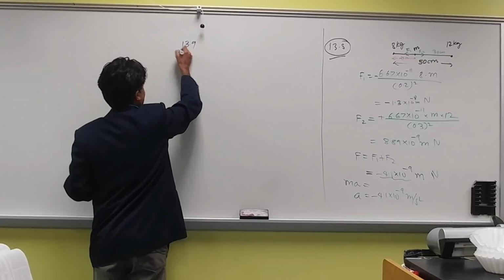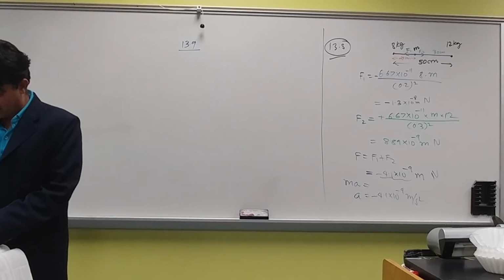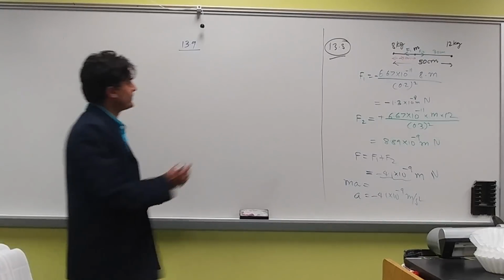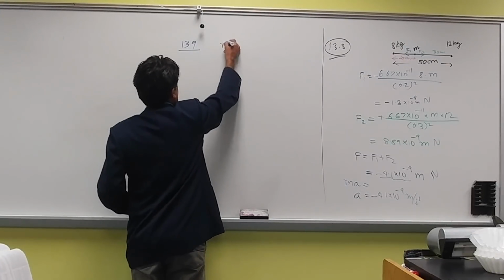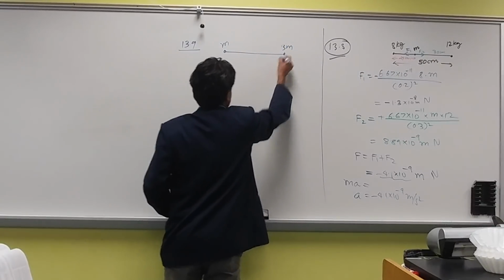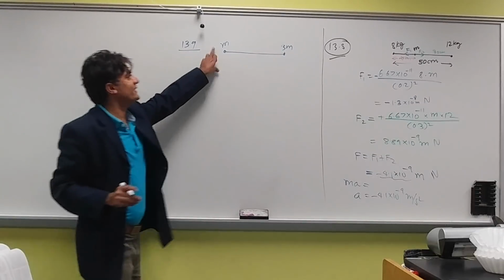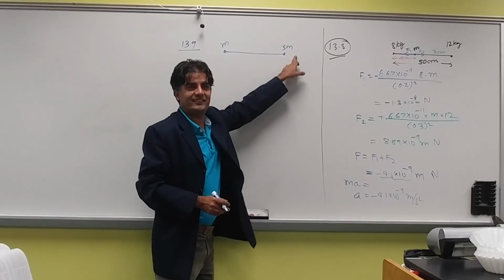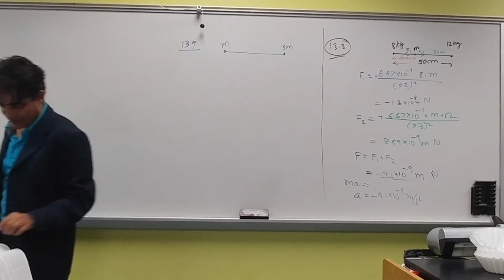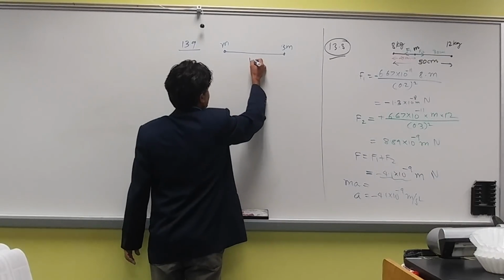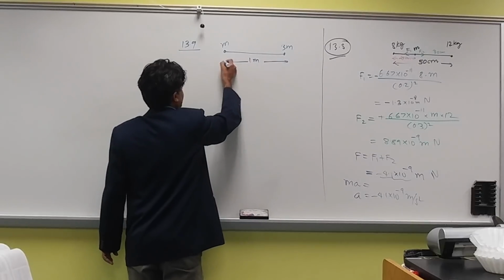All right, 13.9. What the question says is a particle of mass 3m, 3 times m, is located 1 meter from a particle of mass m. So there are two of them. One is mass m, the other is mass 3m. M can be anything. If this is 10, then this is 30. If this is 100, then this is 300. They are located 1 meter apart.